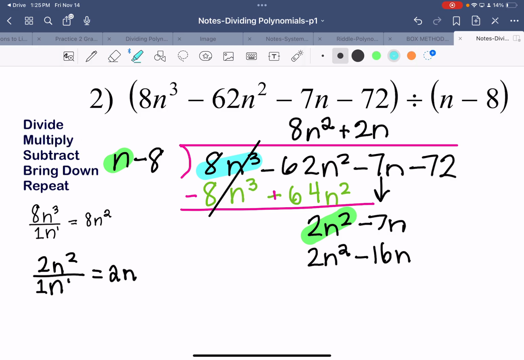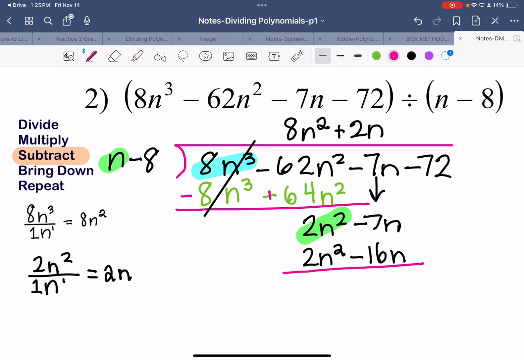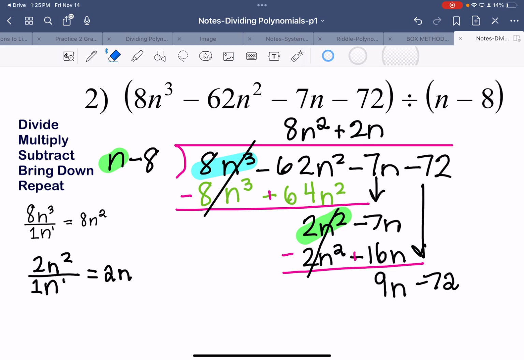Now we're going to subtract. So distribute the negative sign. Both signs are flipping. 2n squared minus 2n squared cancels out. Negative 7n plus 16n is going to give me 9n. And I've subtracted. Now we're going to bring down. So negative 72. And now we're going to repeat.